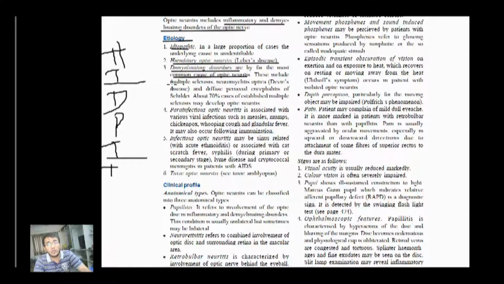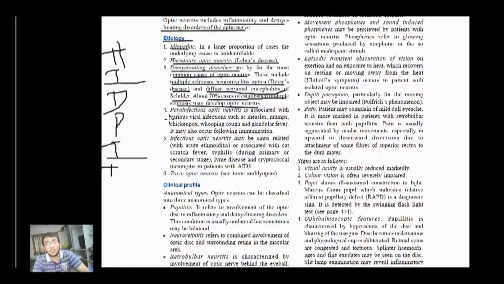They include multiple sclerosis, neuromyelitis optica, that is Devic's disease, and diffuse periaxial encephalitis of Schilder. About 70% of the cases of established multiple sclerosis may develop optic neuritis. So the demyelinating disorders are: first, multiple sclerosis, out of which 70% develop optic neuritis; then neuromyelitis optica, that is Devic's disease; and third, diffuse periaxial encephalitis of Schilder.